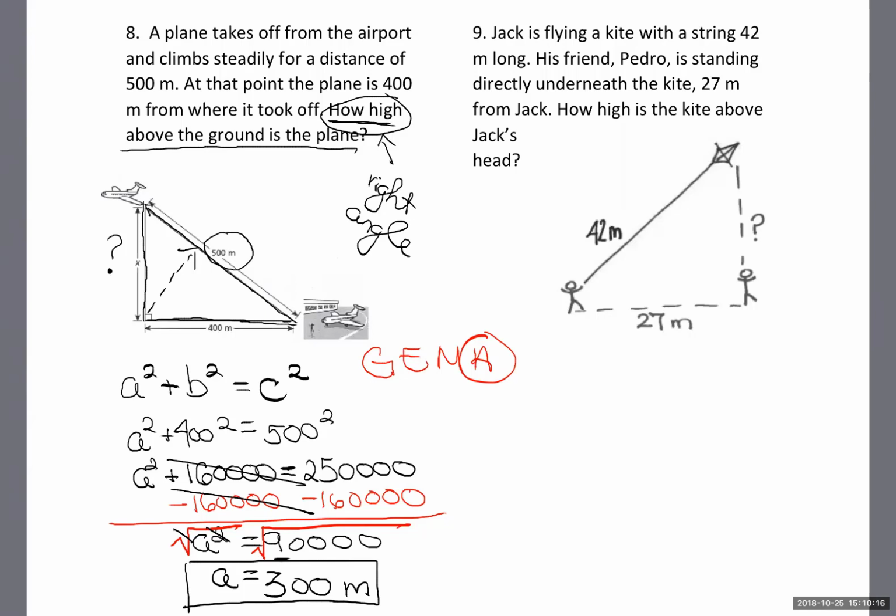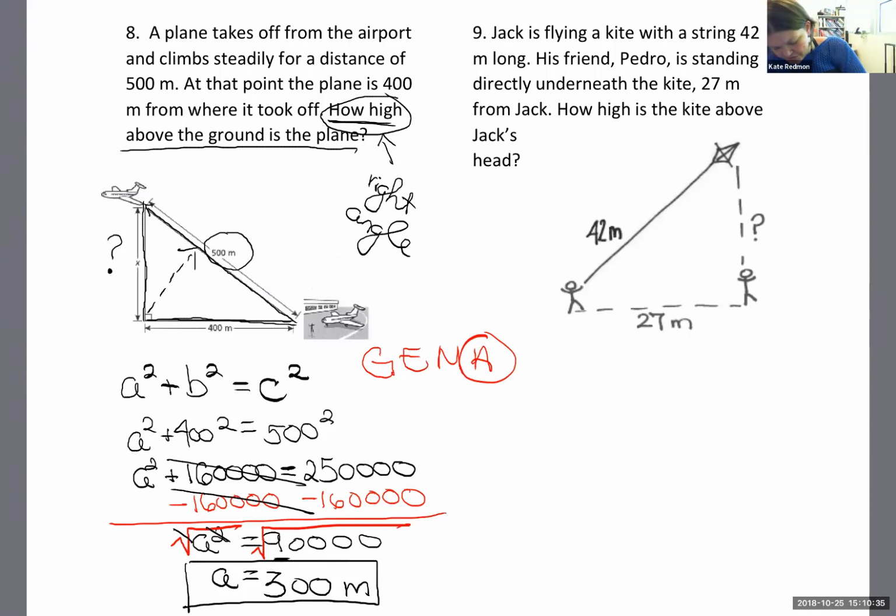Okay. So, number 9 says, Jack is flying a kite with a string 42 meters long. His friend Pedro is standing directly underneath the kite, 27 meters from Jack. I just watched Napoleon Dynamite, so I'm super into Pedro right now. Okay, how high is the kite above Jack's head?